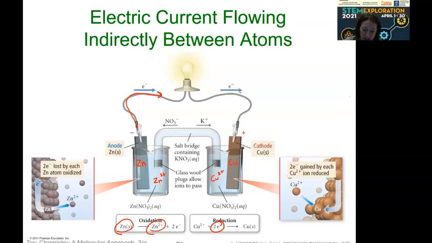Now, if the electrons continue to go this way, then this solution is going to become very negative, and this one's going to become very positive, and eventually it's just going to stop. So what we have is a salt bridge, and a salt bridge helps us equalize the charges, because we're eventually going to hit equilibrium and it's going to stop. Well, we don't want to hit equilibrium.